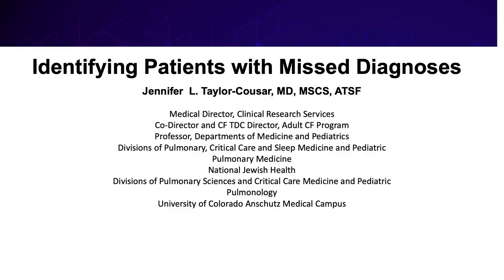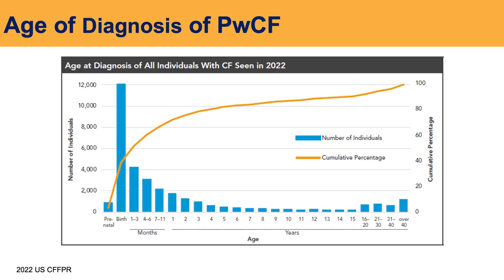Now we're going to switch to talking about identifying patients with missed diagnosis. But let's take a close look at the age of diagnosis of people with CF. This data is from the U.S. CF Patient Registry. On the y-axis is the number of individuals, and on the x-axis is age, either in months or years. You can see that the majority of people are diagnosed in infancy.